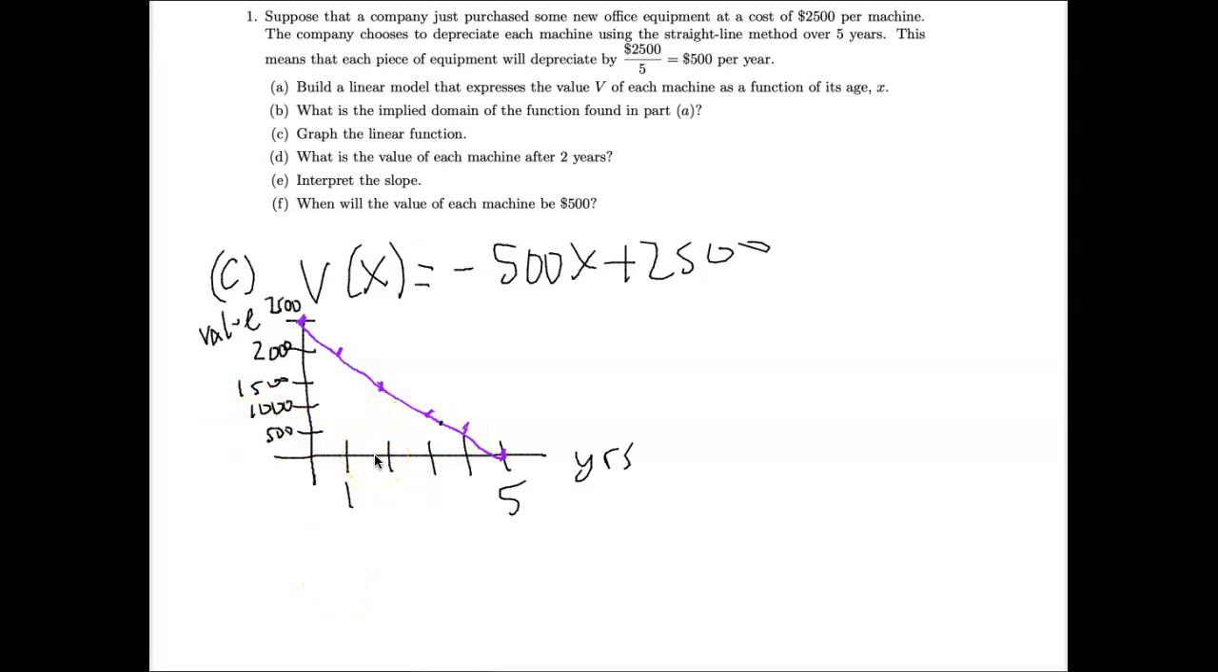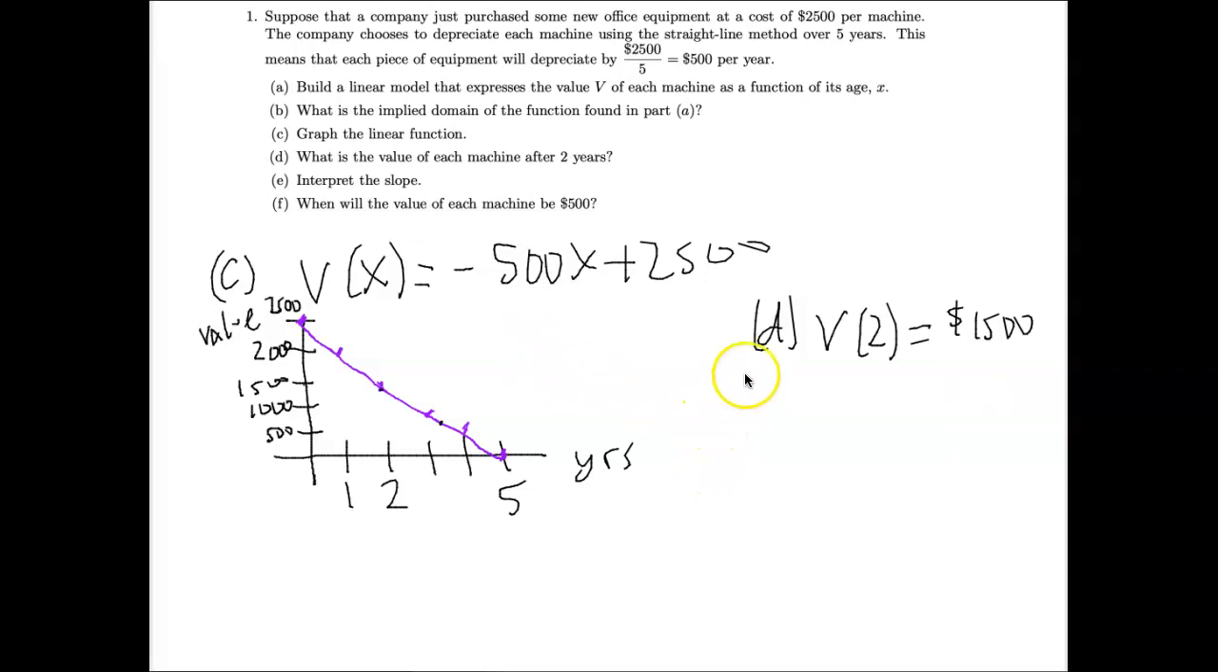And so when you look at part D, it's asking what is the value of each machine after 2 years. We can already just go to the graph and see that at 2, it's going to be 1,500. So for part D, you can just look at your graph. And we can say v of 2 equals 1,500. So the value of the machine after 2 years is 1,500.